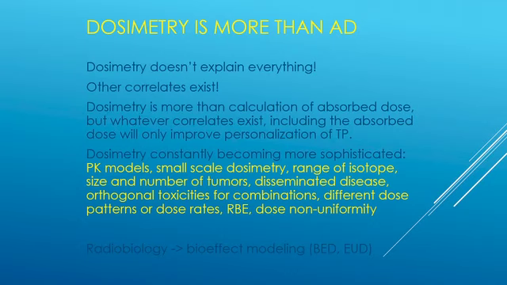So dosimetry is not just absorbed dose, it's just the starting point. There are pharmacokinetic models, small scale dosimetry, the range of isotope, size and number of tumors, disseminated disease, and so on and so forth. But of course you can't do any of that and take it further unless you start by calculating the absorbed dose.